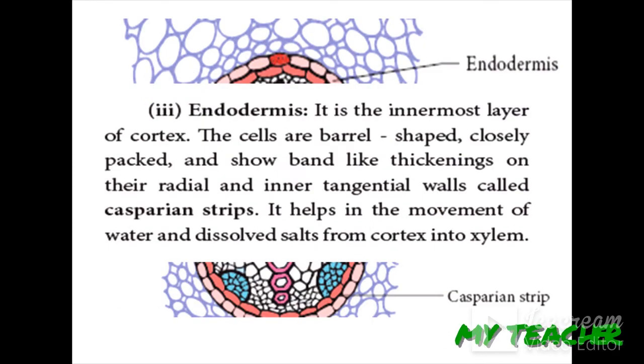The third layer is endodermis. It is the innermost layer of the cortex. The cells are barrel-shaped, closely packed and show band-like thickening on their radial and inner tangential walls. It is called Casparian strips. It helps in the movement of water and dissolved salts from the cortex into the xylem.